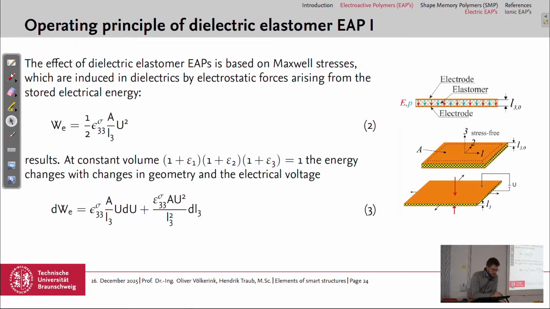So again, we have this stored electrical energy, which is 1 divided by 2, then the permittivity in this dielectric material at a constant stress, and the area A of the electrode, and L3 is the distance between the electrodes, L30. Then we have the applied voltage squared, and we could also write it in terms of a change in electric energy, and then it's the change in the voltage. But we'll skip that and go to the next slide.